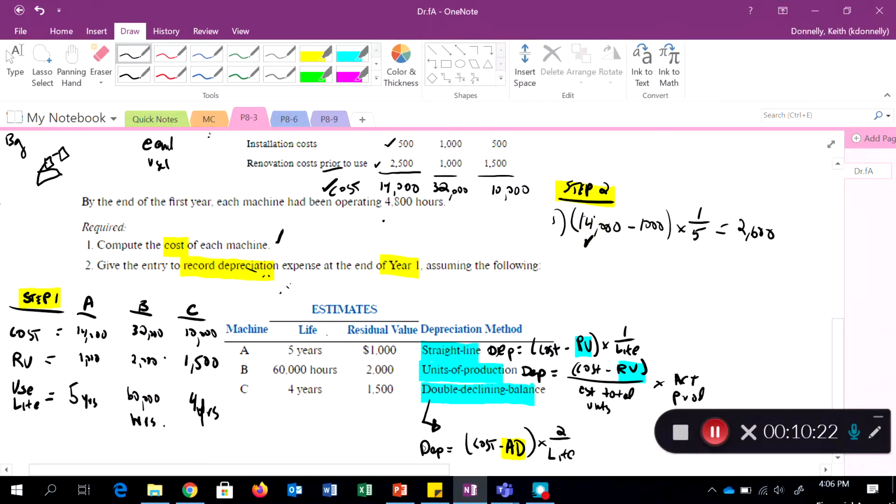So 14,000, we got that from over here. Let's check it off. Residual value 1,000, we got that from right here. Let's check it off. And then 1 is part of the equation, 5-year useful life. We got it from right there. So that's where we got those pieces of information from. So we're looking at $2,600 depreciation for asset A. Let's do asset B.